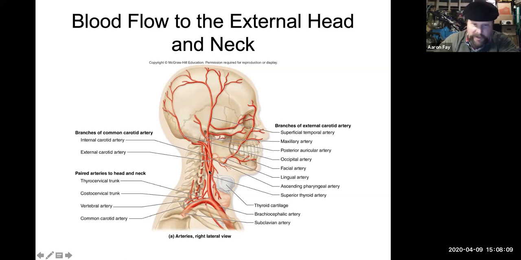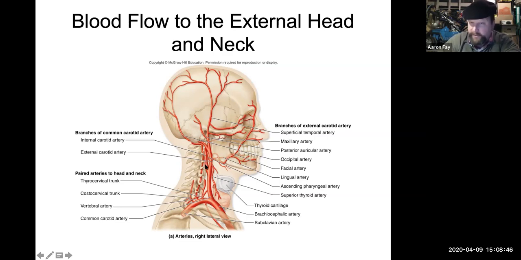The external carotid artery goes along the outside of the face and feeds the outside of the skull, whereas the internal carotid artery is going to split off and then enter the skull through the carotid canal. So that's that structure that we learned when dealing with the skull. So that's just an example of a common vessel splitting into something like internal or external.